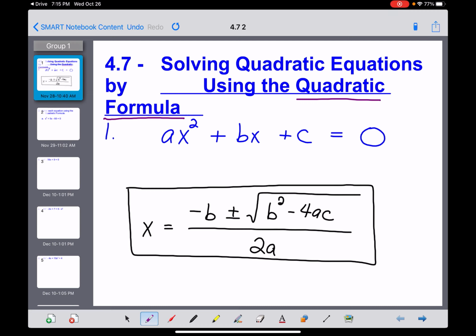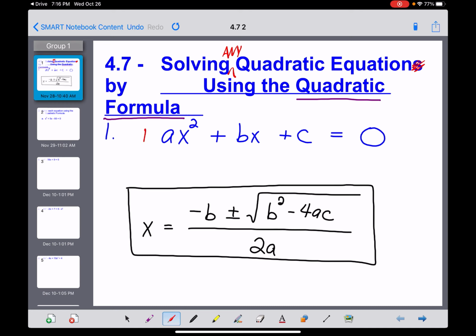The second way we learned in 4.6 was completing the square, which works really well under certain circumstances, but it works pretty darn badly under other circumstances. So the quadratic formula is going to be your third option here for solving quadratic equations. And unlike those other two, this one is pretty universally applicable. You can solve any quadratic equation, using the quadratic formula. This works all the time.